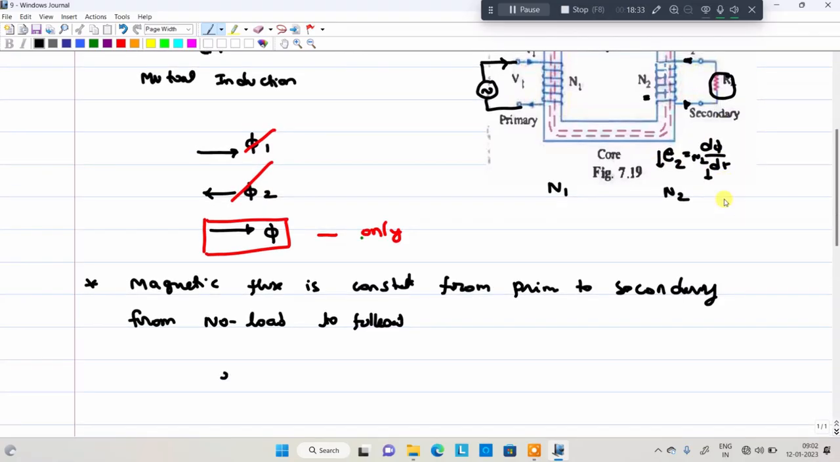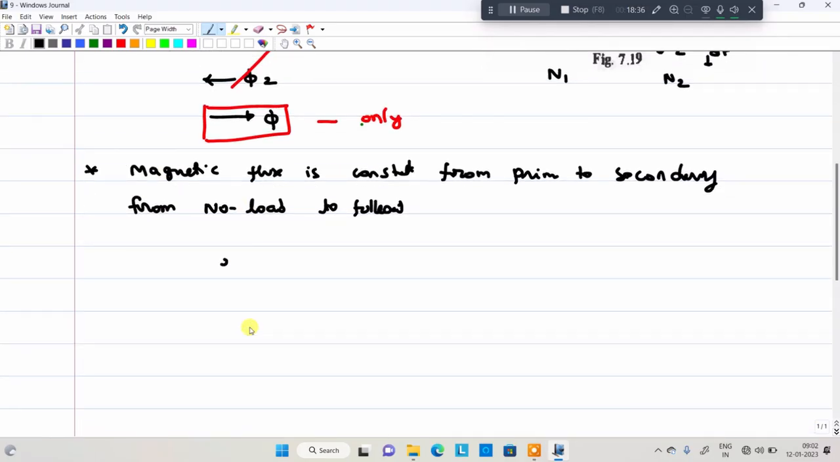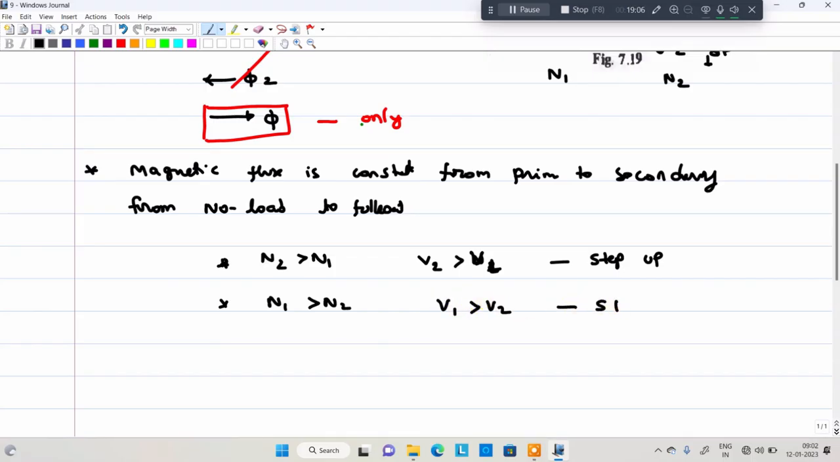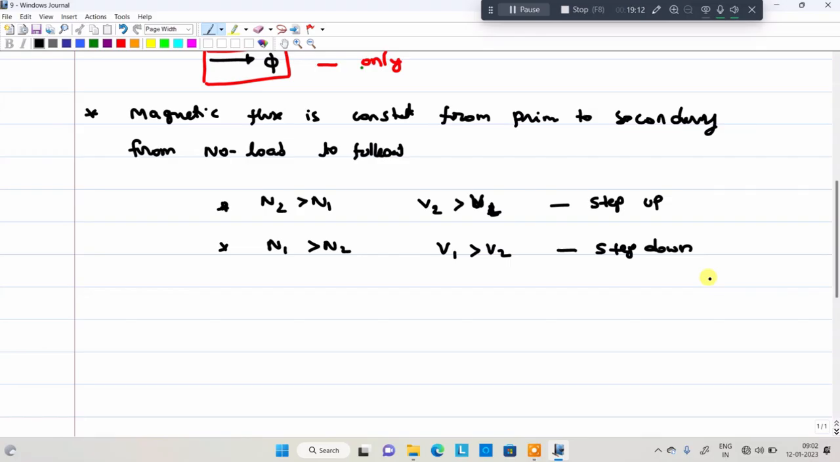So from that, for example, if N2 is more than N1, then V2 is more than V1. So this is a step up transformer. What does it mean? Step up transformer. In the step down transformer case, N1 is greater than N2 and V1 is greater than V2. It is a step down transformer. Okay, step down transformer. Clear? So that is step up and step down.